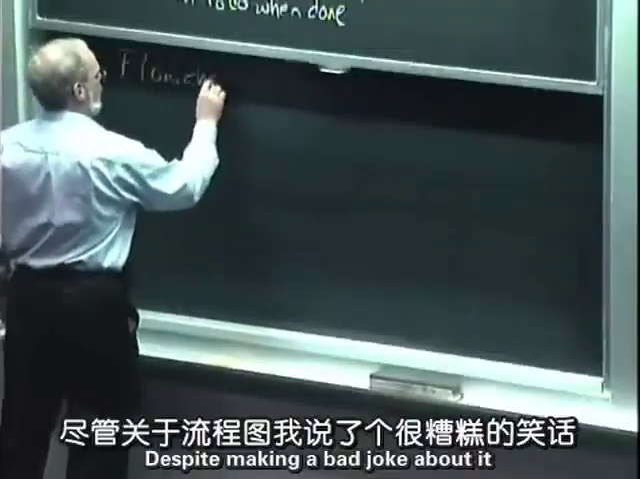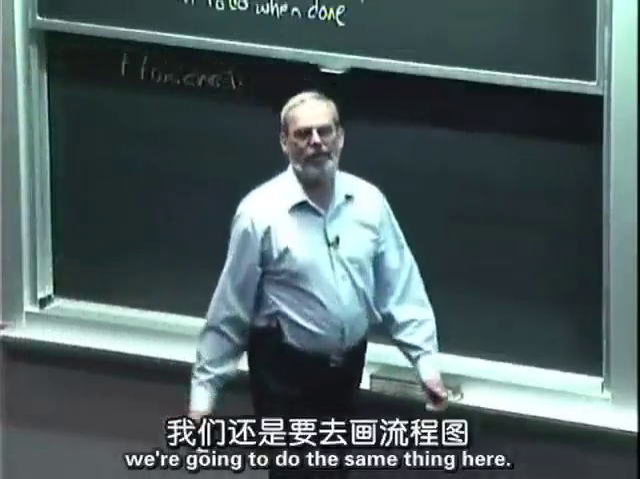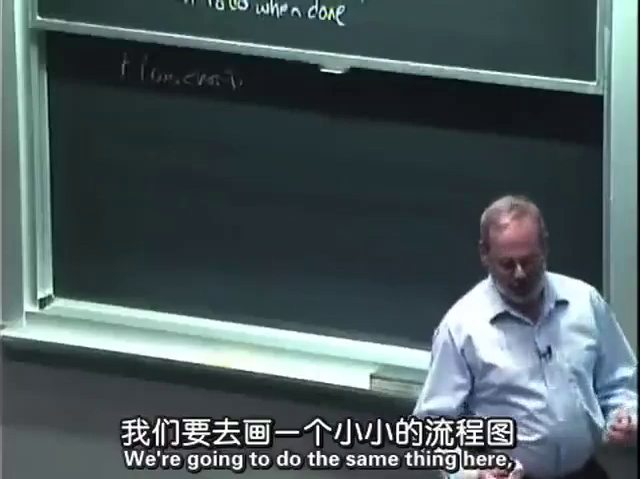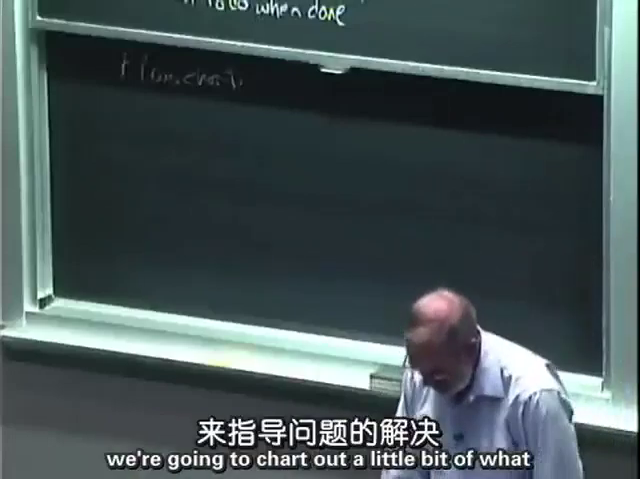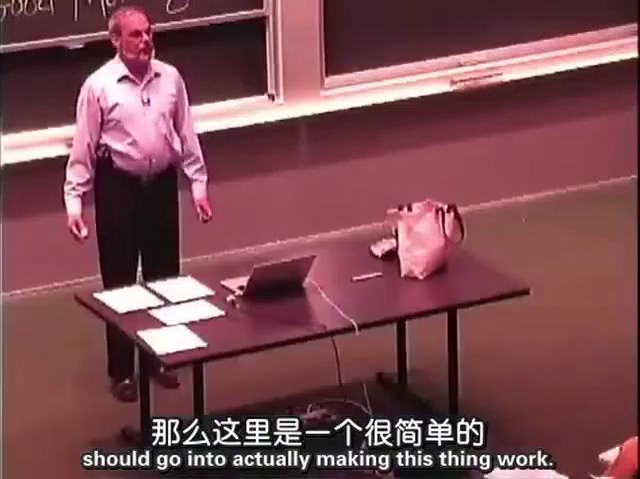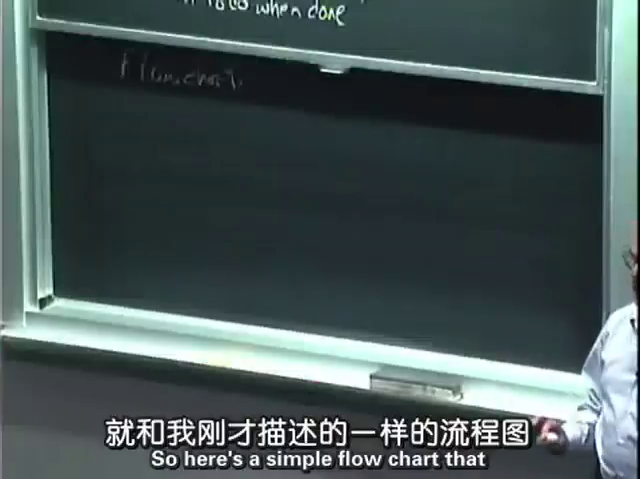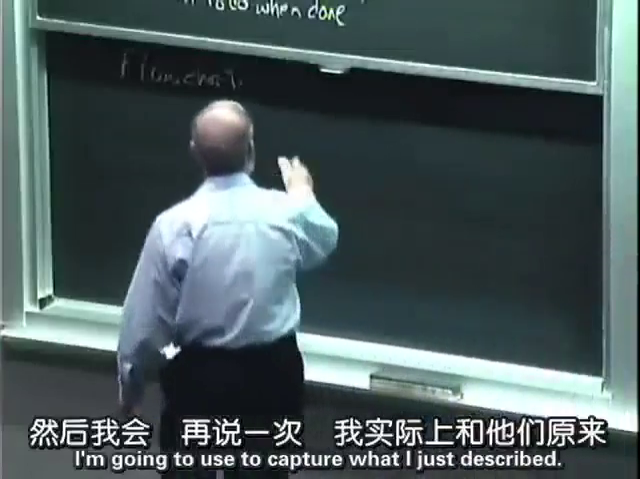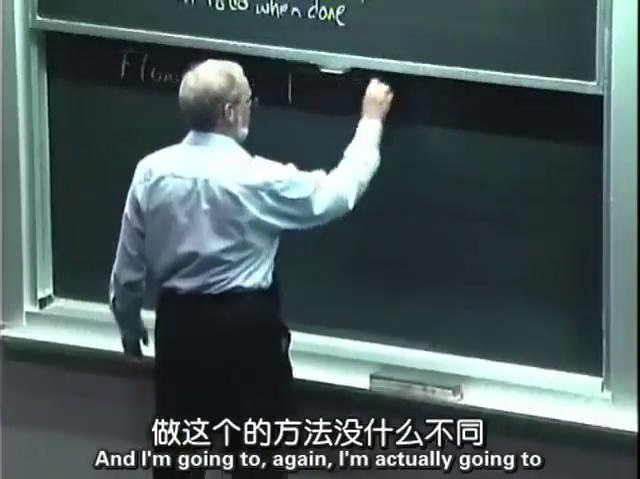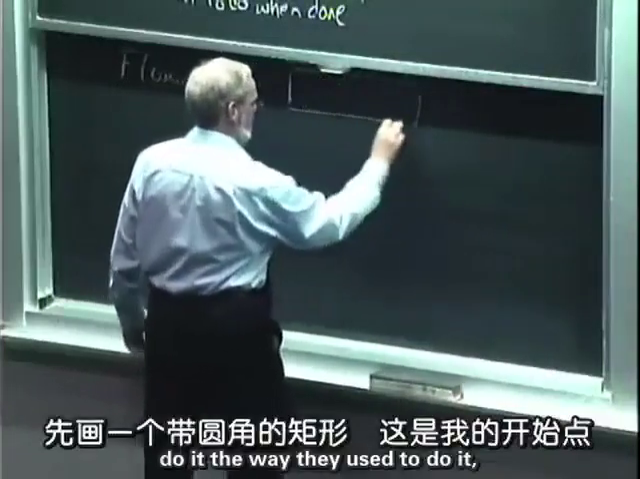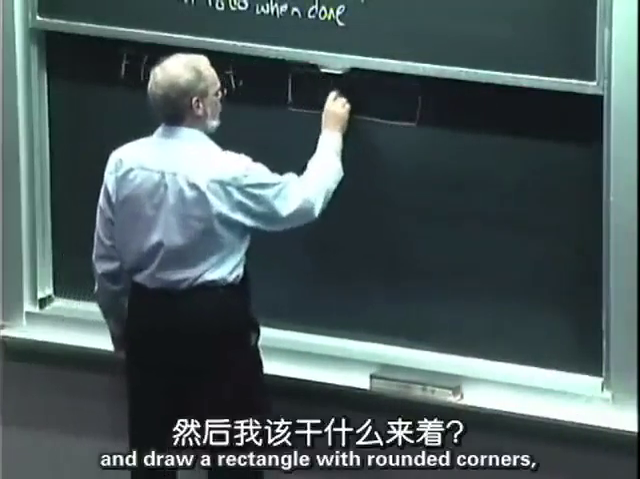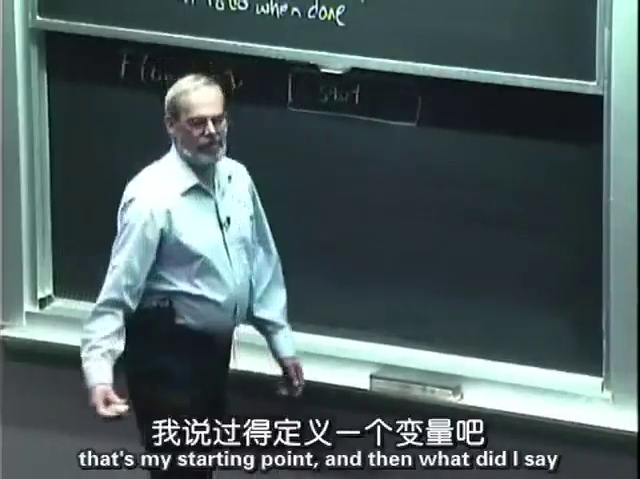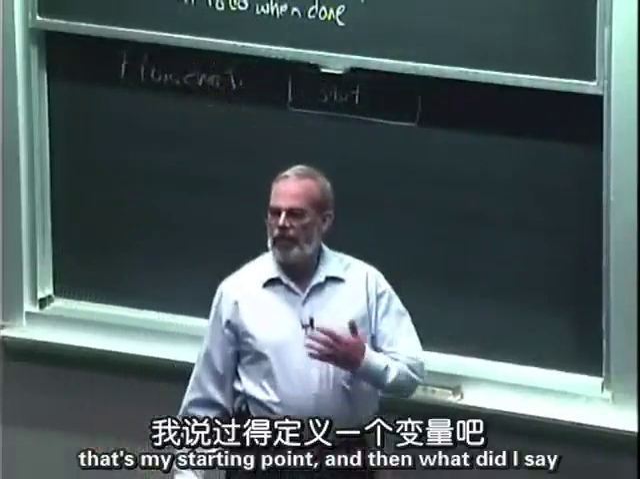Despite making a bad joke about it, we're going to do the same thing here. We're going to chart out a little bit of what should go into actually making this thing work. So here's a simple flow chart that I'm going to use to capture what I just described. And again, I'm actually going to do it the way they used to do it. I'm going to draw a rectangle with rounded corners. That's my starting point.